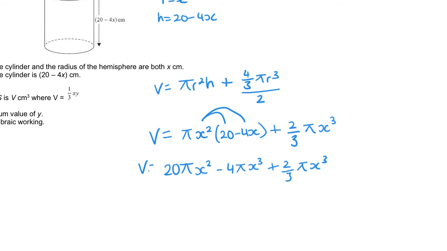So now our volume is 20 pi x squared. Now what is minus 4 plus 2 over 3? It is going to give me minus 10 over 3 pi x cubed.